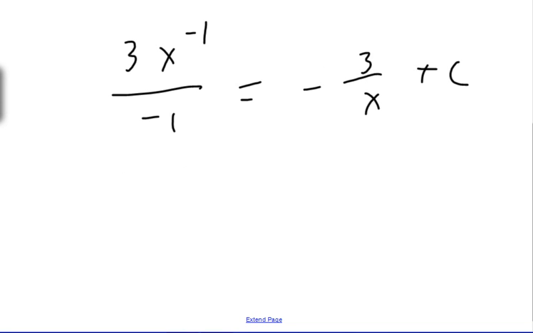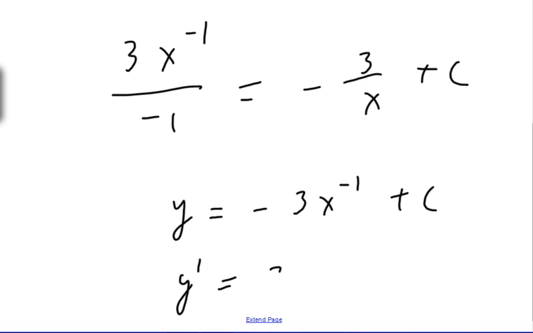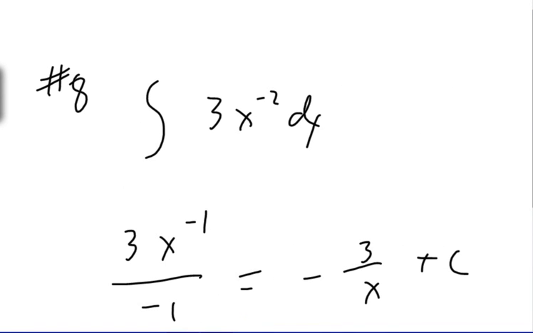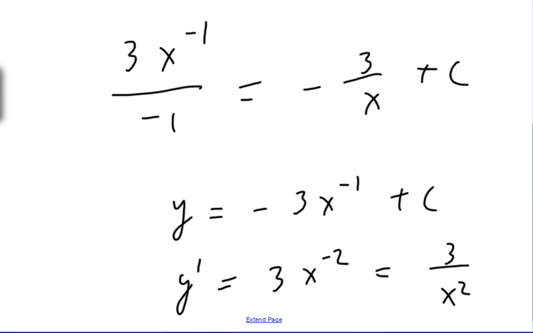Now, I can always check my work. If y is minus 3x to the minus 1 plus c, then y prime would be, the minus 1 goes out in front, making it positive, 3x to the minus 2, which is 3 over x squared, which is in fact what I was taking the integral of to begin with, so everything's fine. So I can always go back and check my work.